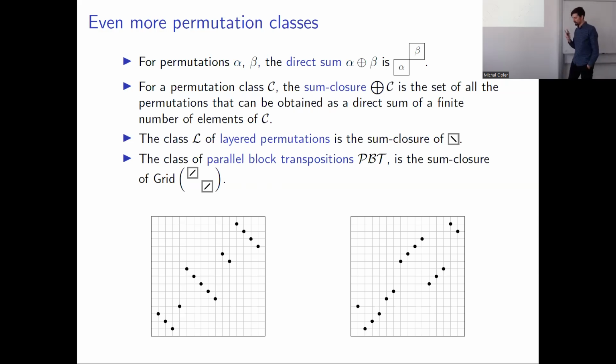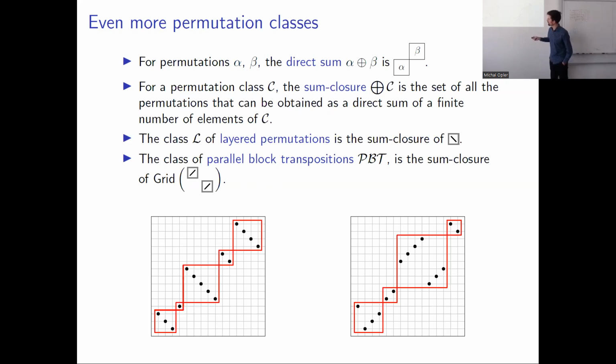The two classes that I need are the class of layered permutations, which is the sum closure of the decreasing sequences. So here on the left, it's composed of these blocks, each of them a decreasing sequence. And then the class of what we call the parallel block transpositions, which is the sum closure of cyclic rotations. Here, each of the blocks is a permutation from the class of cyclic rotations, and I have this increasing sequence of blocks. So, quiz question: what does this do to a sequence when I compose it with this one?